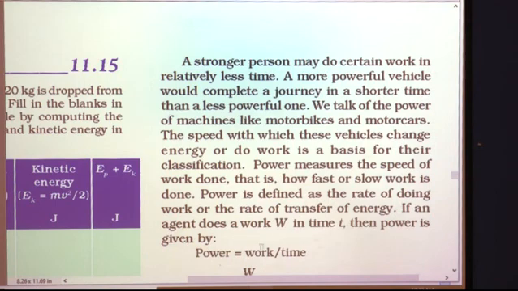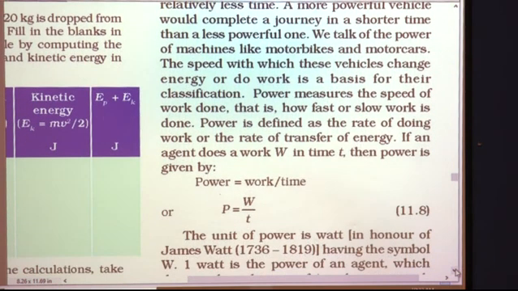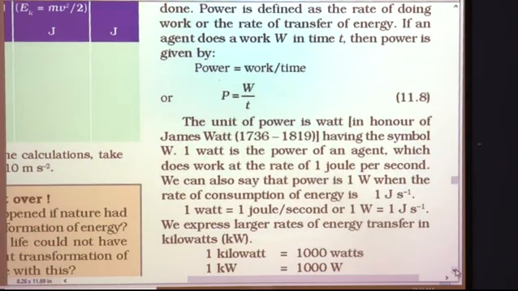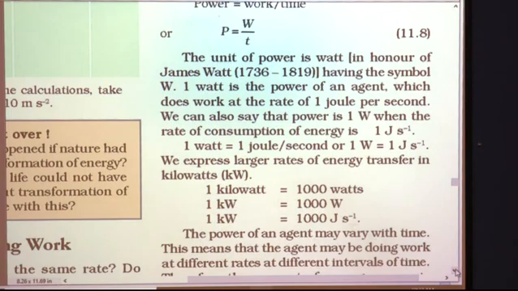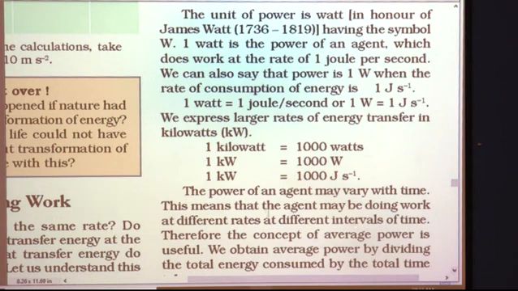If an agent does a work W in time T, then power is given by the formula power is equal to work upon time. Power is denoted by the symbol P, work is denoted by the symbol W, and time is denoted by the symbol T. So, P is equal to W upon T. Now, what is the unit of power? It is watt. It is named in honor of James Watt, who was born in the year 1736 and passed away in 1819, having the symbol W. So, the symbol for the unit of power is W.